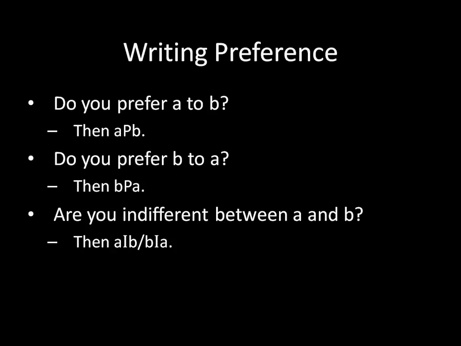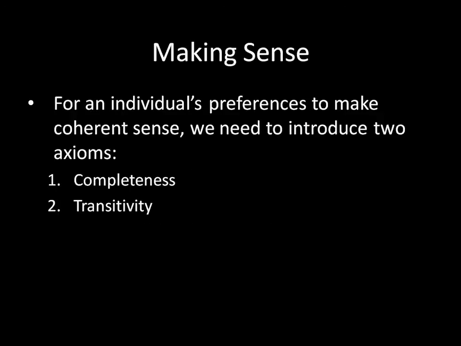All right, the last thing that I want to talk about here is what we need to do to have sensible preferences. For individuals' preferences to make coherent sense, we're going to eventually have to introduce two axioms, and that's what we're going to be doing in the next two videos. In the next video, we're going to be talking about the completeness axiom, which basically requires that an individual have a stated preference for every possible contingency. And then the second axiom that we need to introduce is transitivity, which enforces an individual's preferences to make sense when we are looking at more than two options at a time.